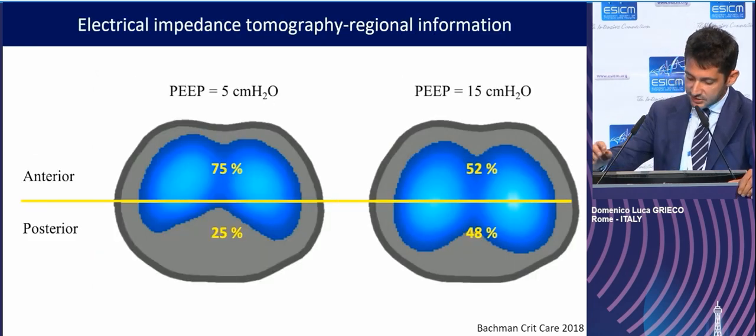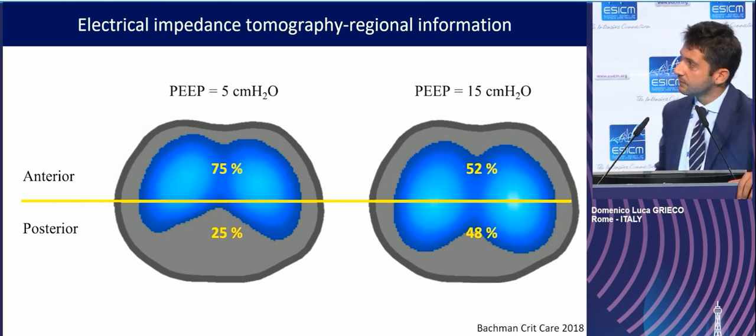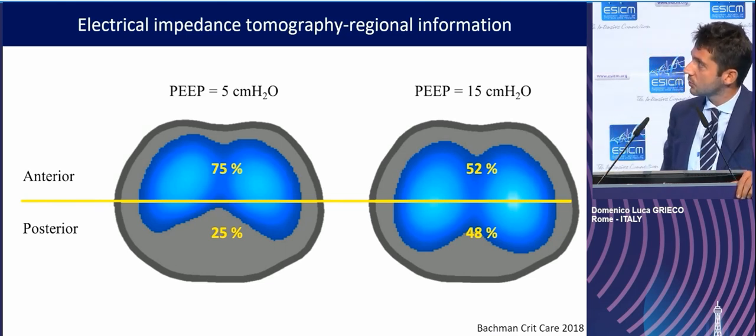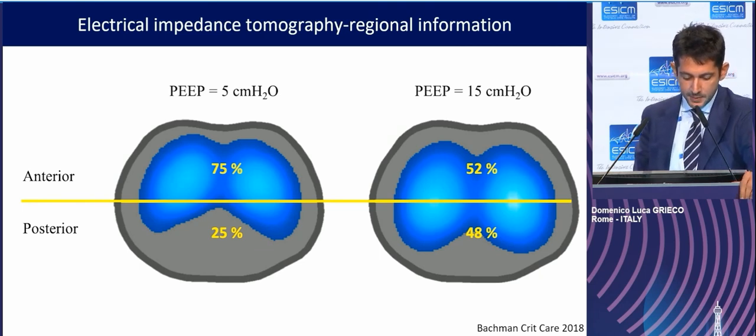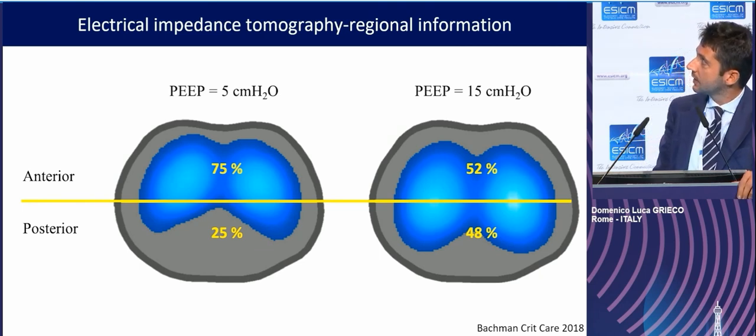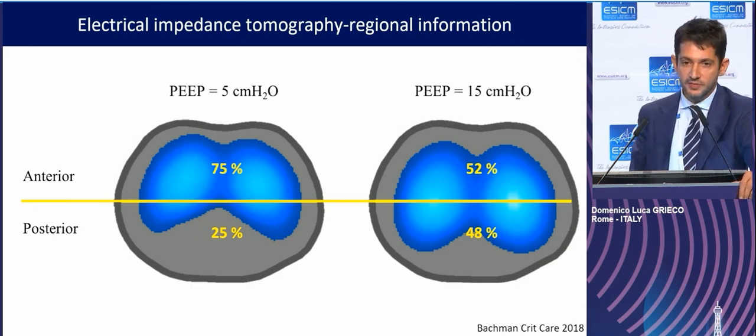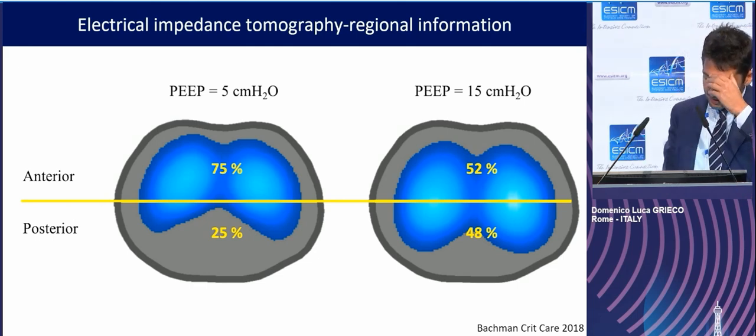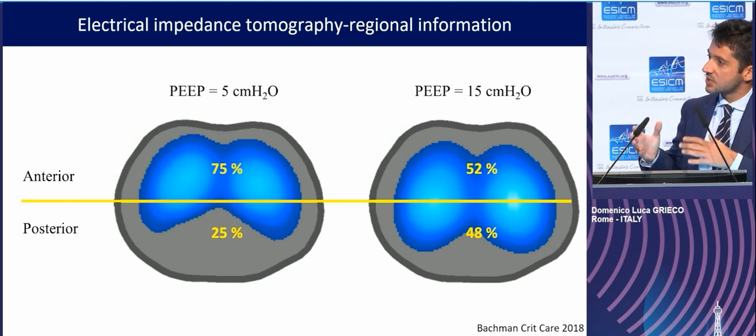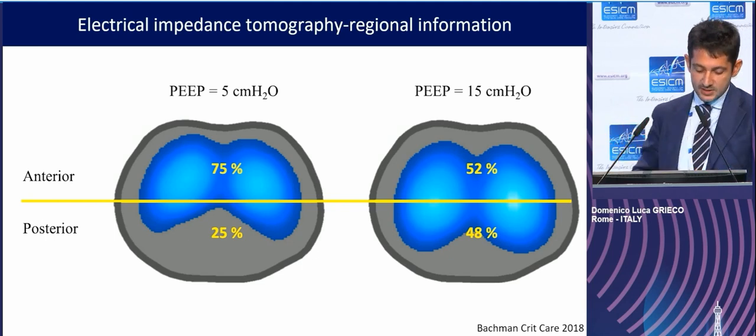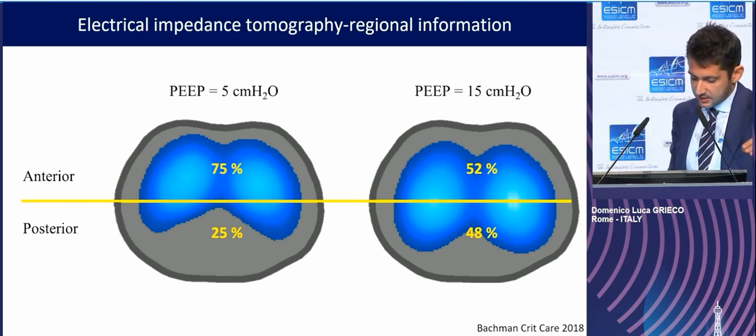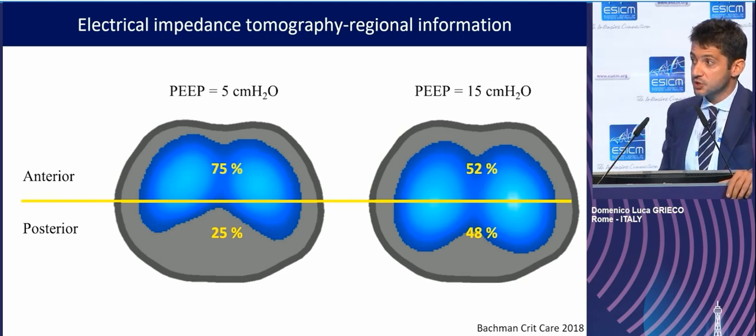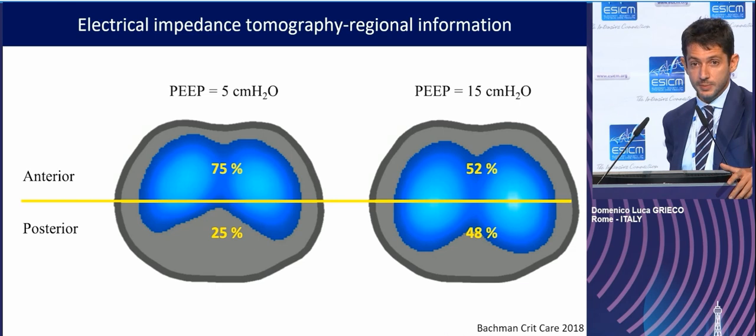And this is another signal and another view of the point, because you see this patient is ventilated with PEEP 5 centimeters of water, then the PEEP is increased to 15 centimeters of water, and you clearly see that there is a shift in the gas volume from the anterior to the posterior part of the lungs, which is actually the real objective of PEEP, and this is recruitment.